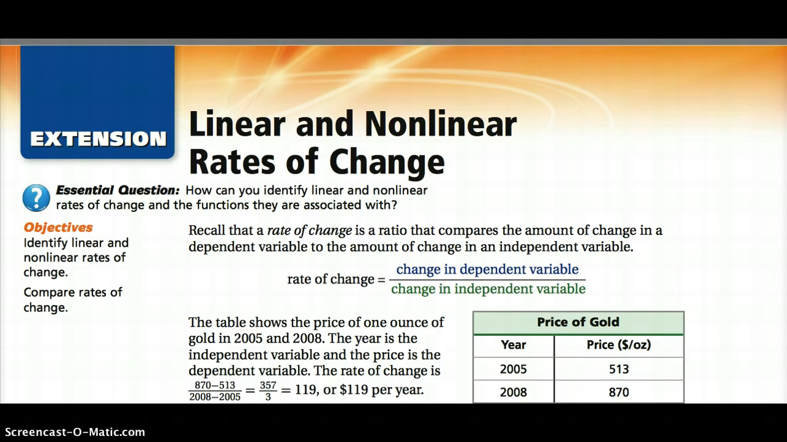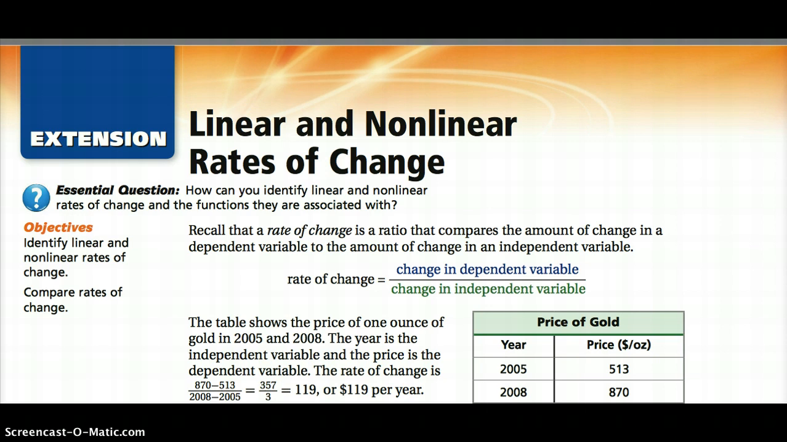If you remember, we talked about rate of change the other day when we were comparing linear and exponential functions, and that the rate of change is actually a ratio that compares the amount of change in the dependent variable to the amount of change in the independent variable. So it's always going to be the change in the dependent variable, which is y, over the change in the independent variable, which is x. Hopefully that reminds you of the slope formula, y2 minus y1 over x2 minus x1. So you're trying to figure out the rate of change by basically calculating a slope.